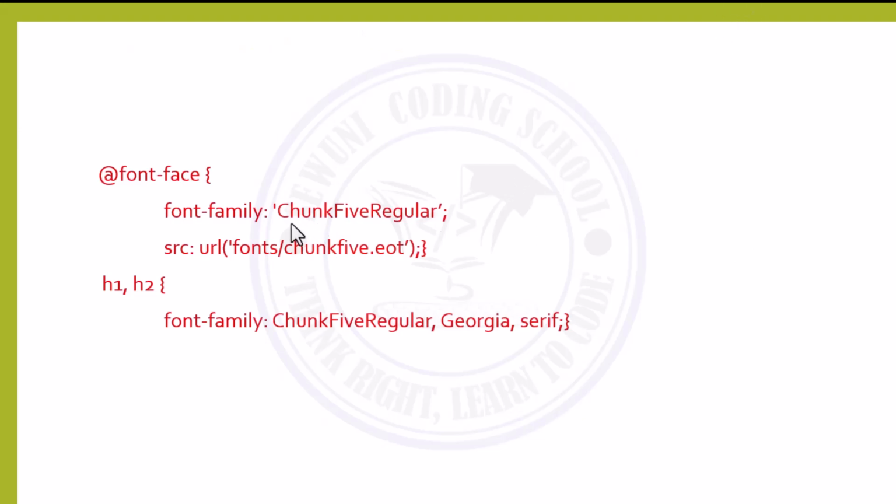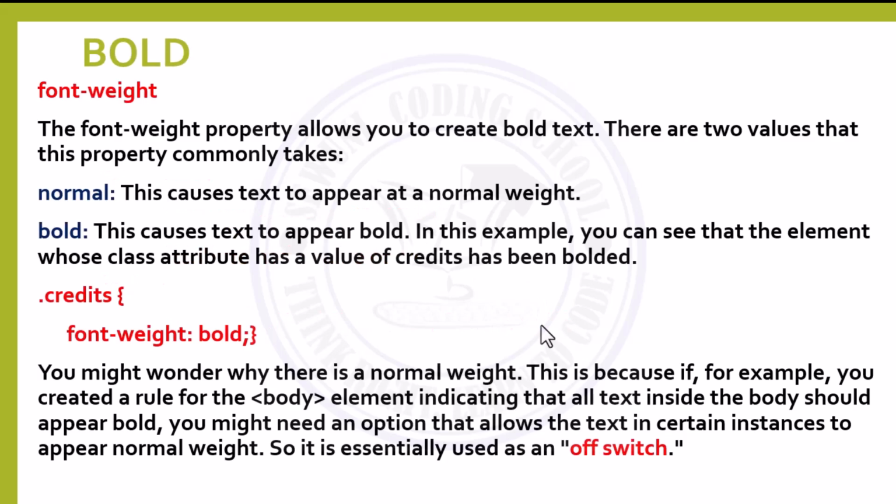So the name is chunk 5 regular, and this is the source of the font. You can get it at font/chunk5.eot. You can also specify for your headings, and say chunk 5 regular, Georgia, and it is serif.